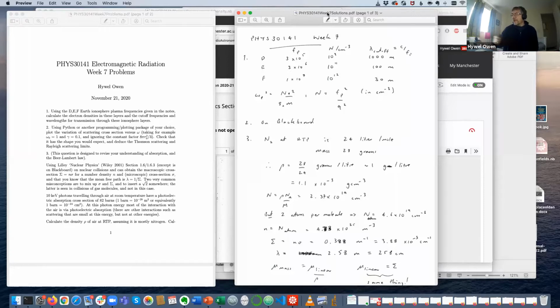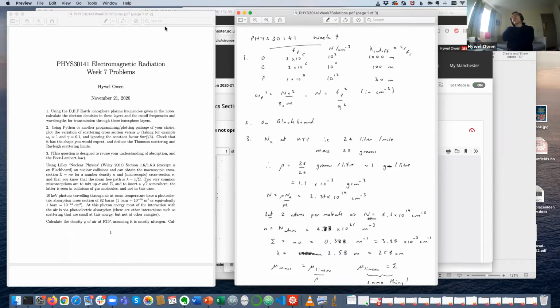Okay then, so this is week 8, so we're going through the week 7 problems. The first 2 questions are fairly straightforward, I hope, but they're just to practice obtaining the plasma frequencies and number densities. And our first question was using the D, E, and F Earth ionosphere plasma frequencies given in the notes, calculate the electron densities in these layers and the cutoff frequencies and wavelengths for transmission through these ionosphere layers.